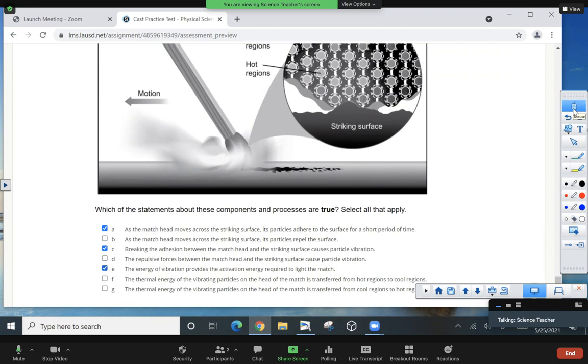And let's check out the last two. Usually if they look similar in writing, they're probably opposites from one another. It says here, the thermal energy of the vibrating particles on the head of the match is transferred from hot regions to cold regions. The other one is saying from cold regions to hot. Well, when we're learning about how heat works, you need to know that heat always travels from hot to cold. It's never from cold to hot. Heat is the one that's moving. So you always have to remember this theory that heat always disperses. So it always goes from hot to cold. And so of these two, the only one that could be correct is the first. So now we have all of these four answers.